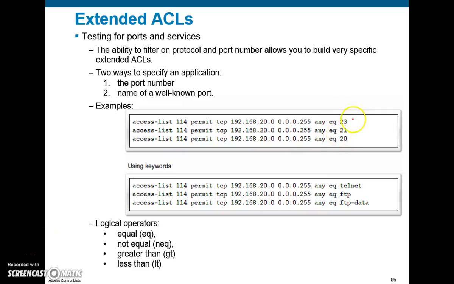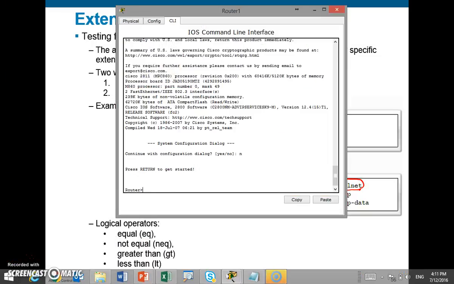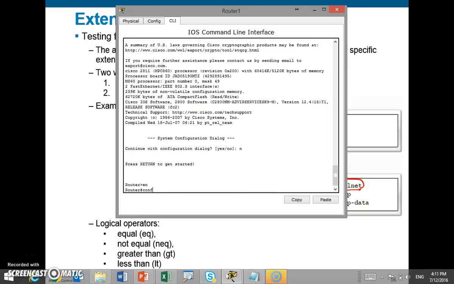You notice you can use either 23 or use the keyword telnet. How do we identify this keyword? How do we know that telnet can replace 23? To find out the keyword, we can use the question mark. Let's go to a router to take a look.